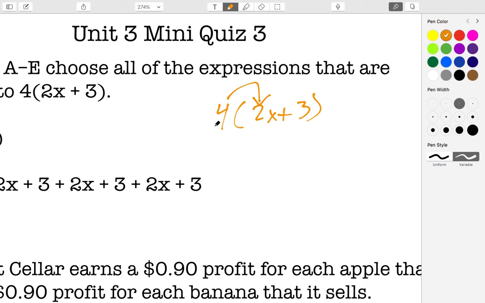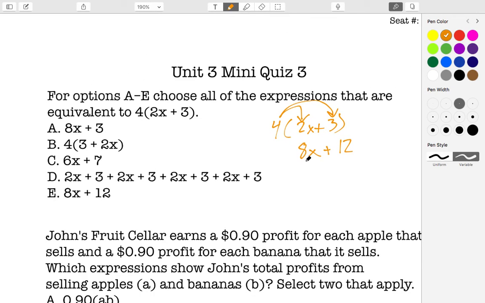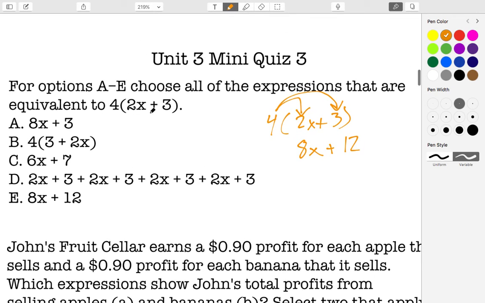So we have 4 times (2x plus 3). 4 times 2 is what? 8. 4 times 2x, though, is 8x. What's 4 times 3? 12. Okay, so we have 8x plus 12. Let's look at which ones are equivalent. Now, whenever I see these parentheses here, I have to distribute, right?